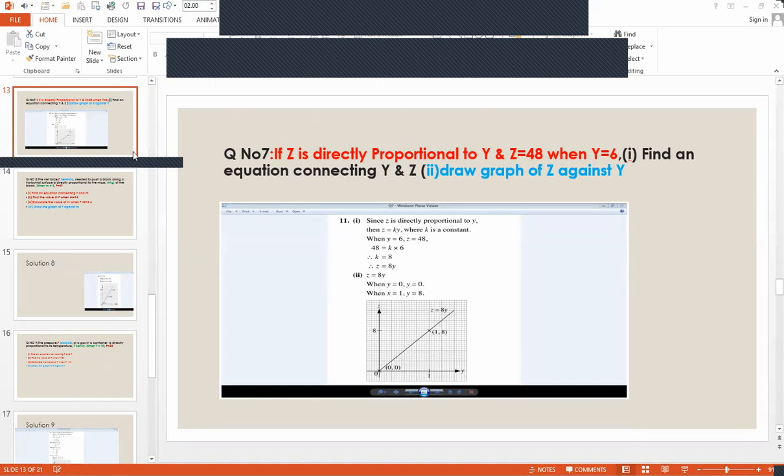As you already know how we have to write this. They're saying z is directly proportional to y. This means z is equal to ky. Then you have to put the value of z and y. I have to do it for you, so it will be clear.